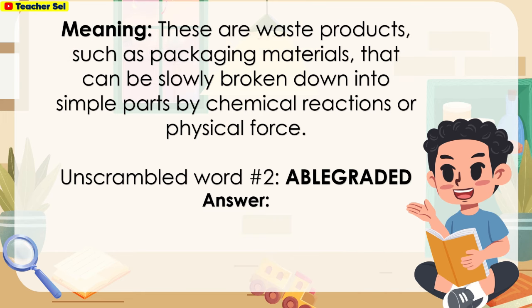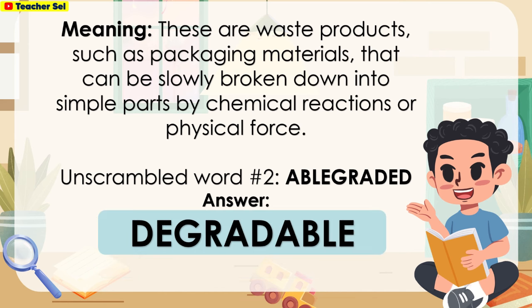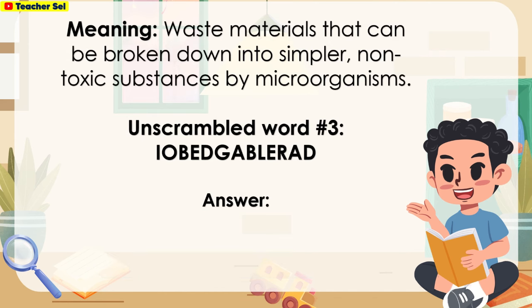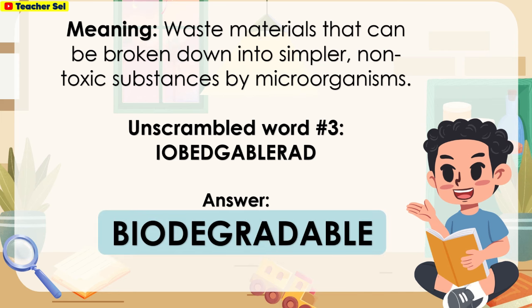These are waste products, such as packaging materials, that can be slowly broken down into simple parts by chemical reactions or physical force. The unscrambled word number 2. The answer is degradable. Waste materials that can be broken down into simpler, non-toxic substances by microorganisms. The correct answer is biodegradable.